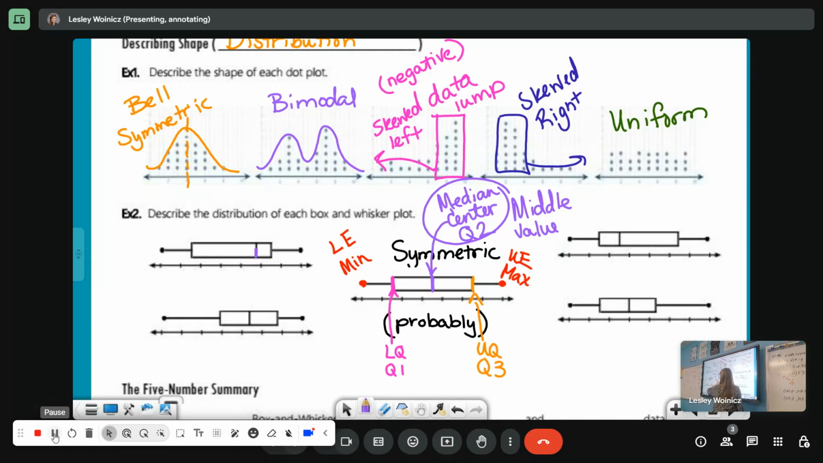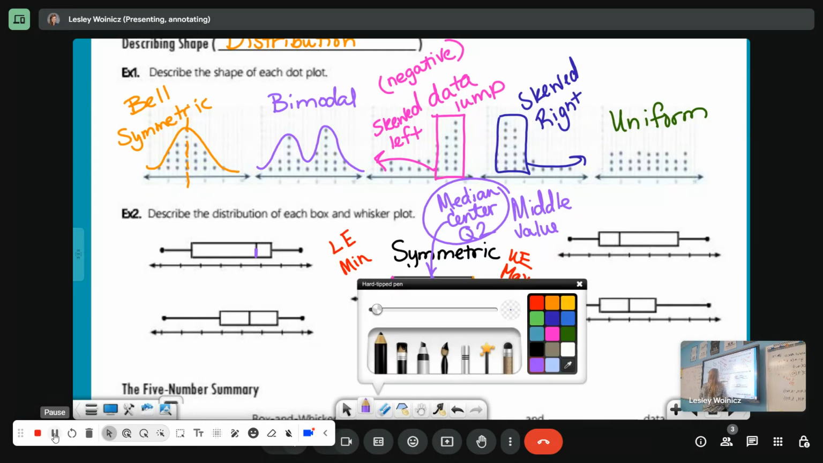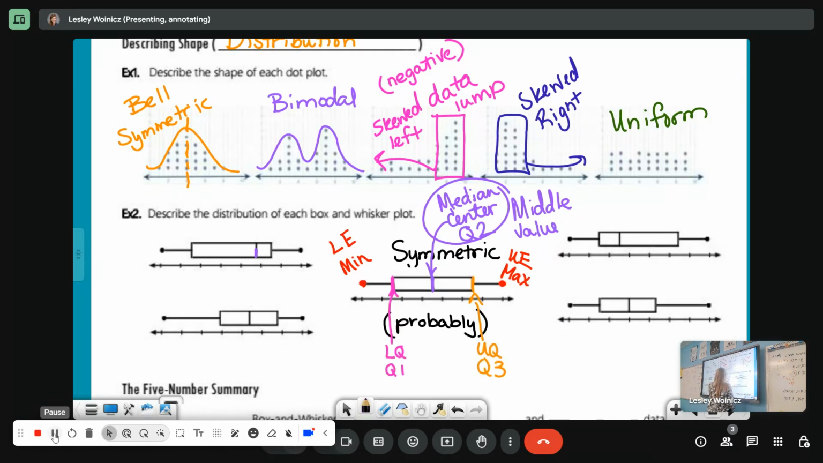So the median is chopping the whole data set in half, and the lower quartile chops the bottom in half. What's half of a half? A fourth, okay? And the upper quartile is chopping the top in half, right? So the quartiles, 1, 2, and 3, are chopping our data in fourths. So that means that 25% of our data is here, 25% is here, here. You should be writing this down if you're not already. And then the last quarter is right here.